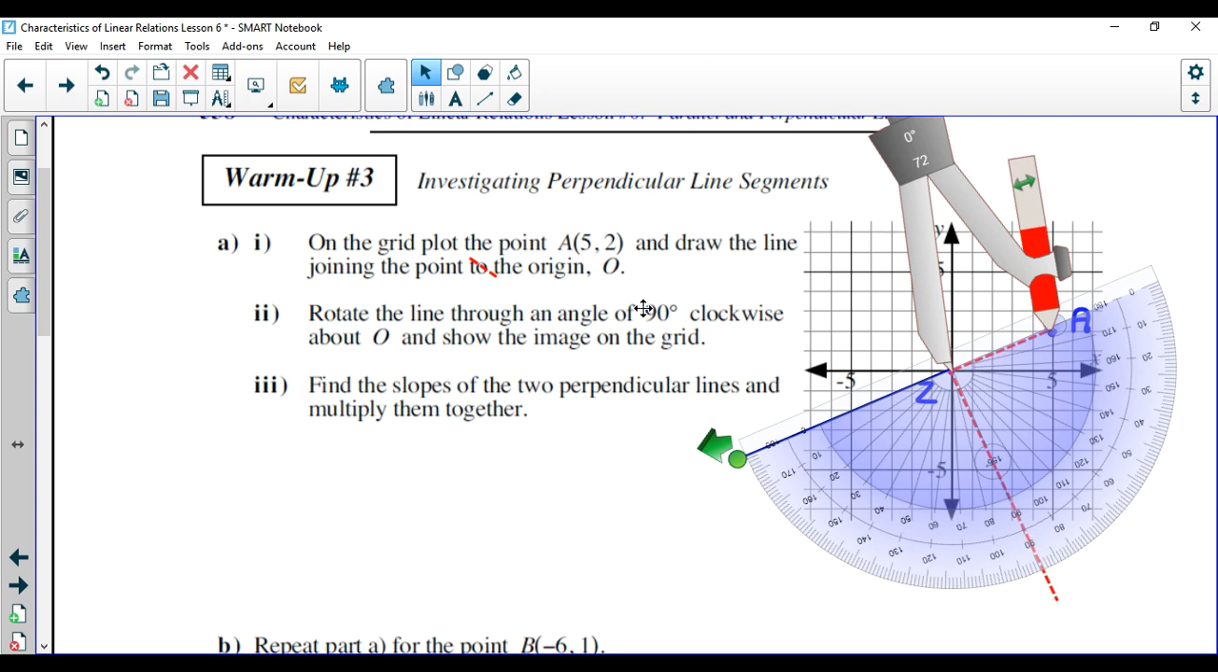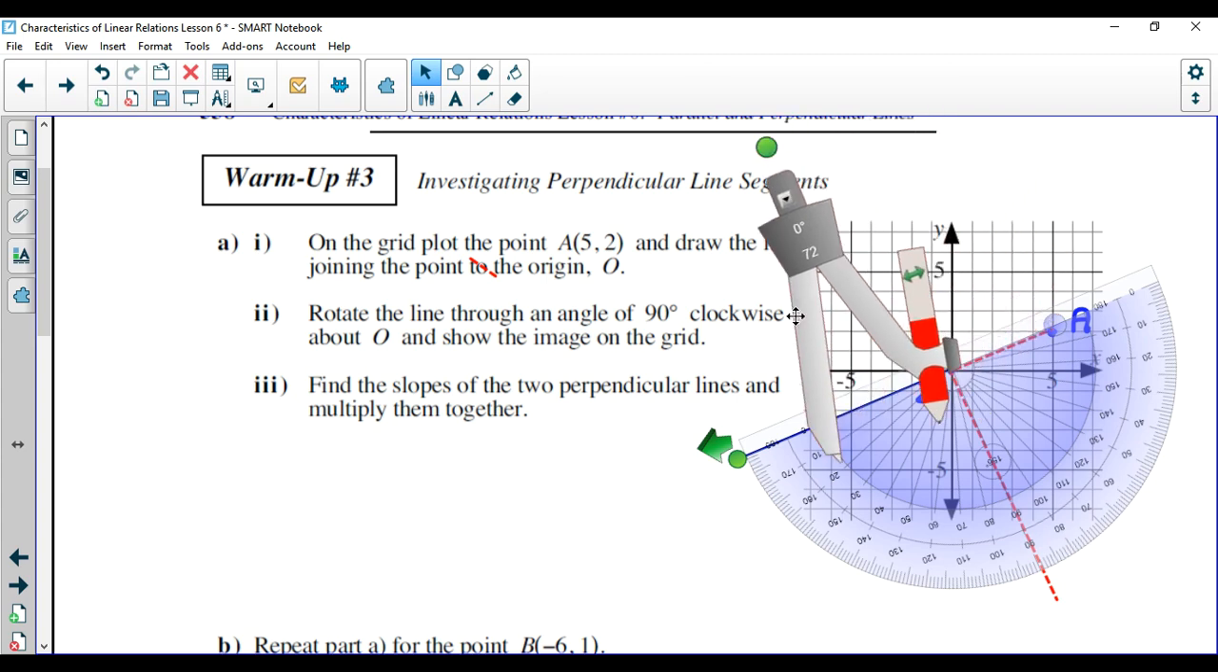Okay, now we're going to take this compass and we're going to rotate it by 90 degrees. So we're going to stop when we hit that line.